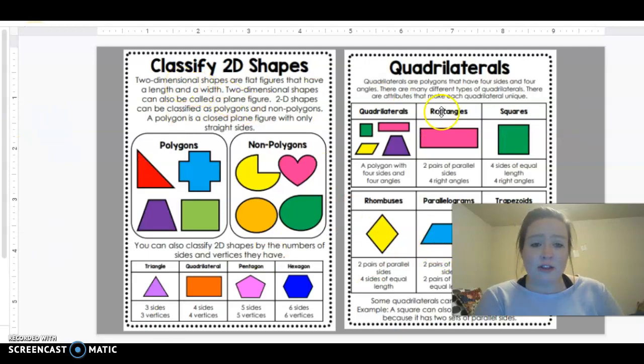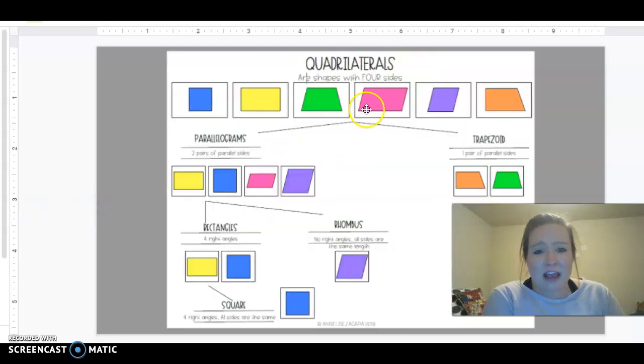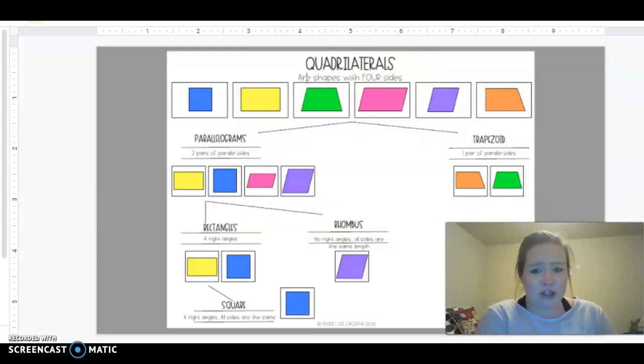So here is one of the pages classifying 2D shapes and the anchor chart for quadrilaterals. Here is classifying 3D shapes. And then here is a quadrilateral little family tree that you guys can use to help you answer these questions. A quadrilateral is a shape with 4 sides, so these are all quadrilaterals. And then parallelograms have 2 pairs of parallel sides, and then it breaks down. So it goes down. So rectangles are parallelograms, and they're also quadrilaterals.